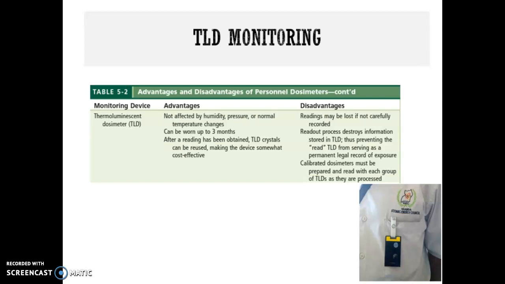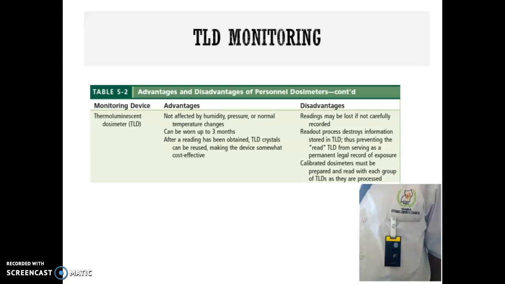Now, the one that I am focusing on here are the TLDs, simply because we use it on a regular basis in Qatar, in the clinics, and at Hamad Hospital when you're working there. So that's why that's the only one I'm mentioning. But if you'd like to read a little bit more about this, you can go to chapter 5 of the textbook. Now, there are advantages and disadvantages to using a TLD badge, which you need to be familiar with.